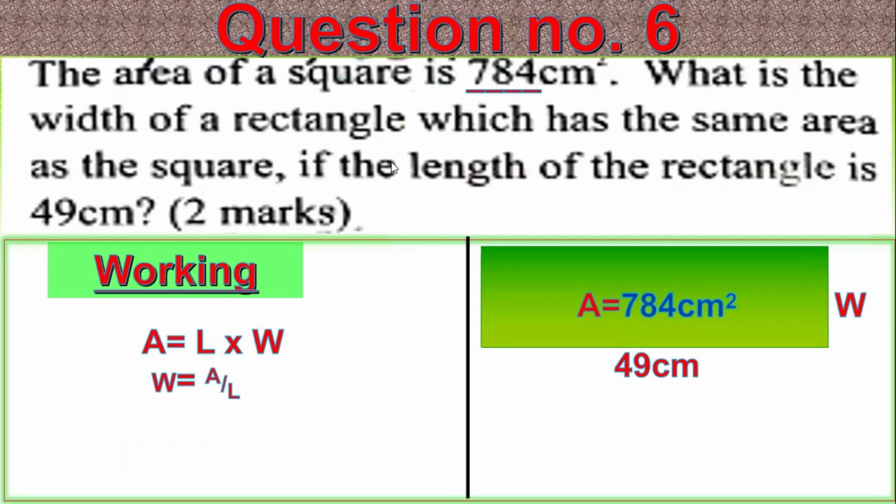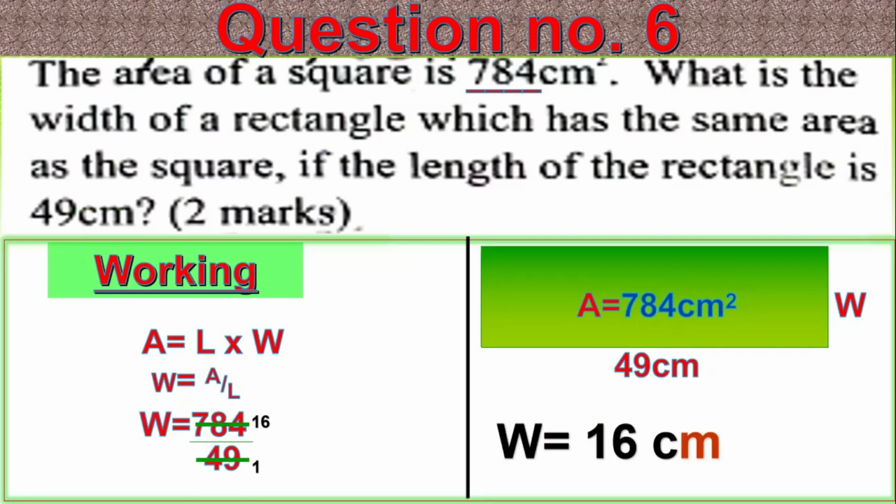This area here, when you divide it by the length, we shall get this side. Because it's like 49 times dash gives us this, or dash times 49 gives us 784. So to get this dash of ours is 784 over length, which is 49. Then you simplify. You can even use your calculator. So 784 divided by 49 is 16. And the answer is 16. Remember, it is not 16 centimeters squared. It is 16 centimeters only. So you can see, that was 2 marks.